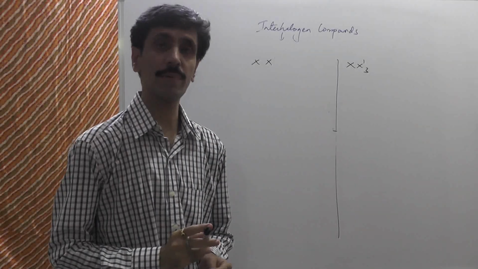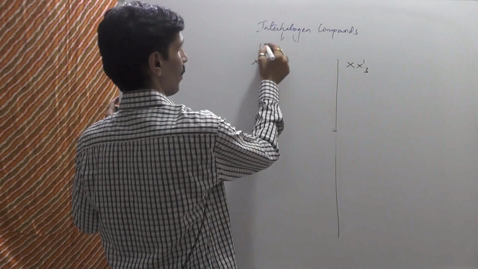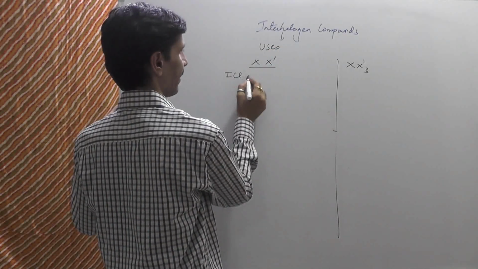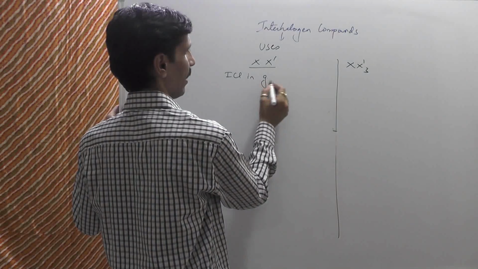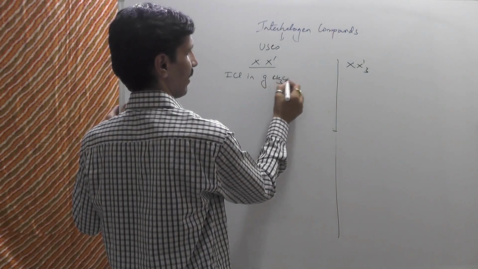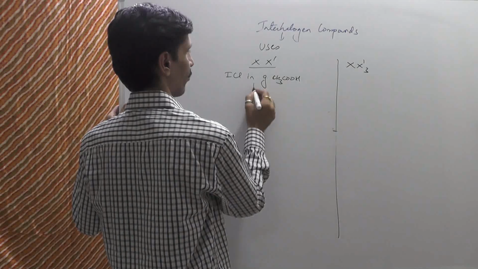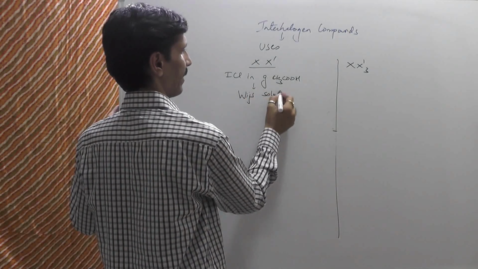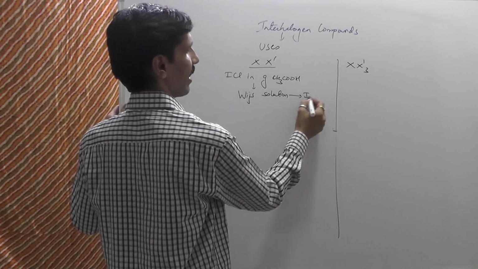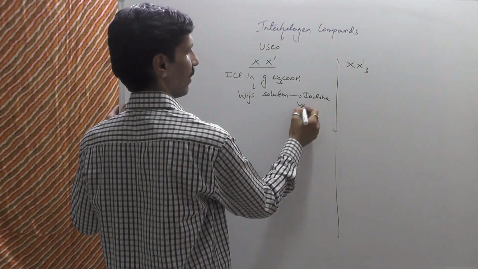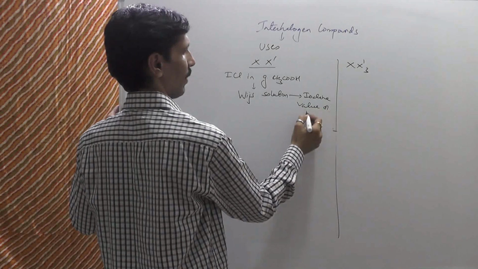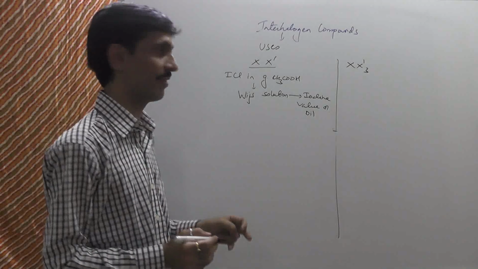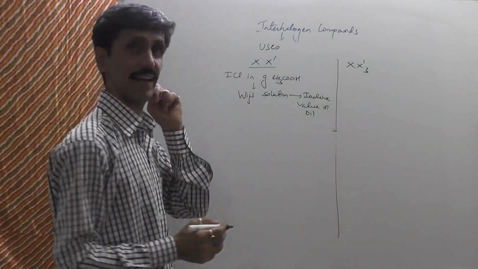Now my dear friends, we'll talk about the uses. So we'll begin with the first one, that is the XX' category. In this case ICl in glacial acetic acid, CH3COOH, is called Wijs solution, and that is used to determine the iodine value of oil. Okay, how much iodine is in the oil can be found out from this particular Wijs solution, that is ICl in glacial acetic acid.